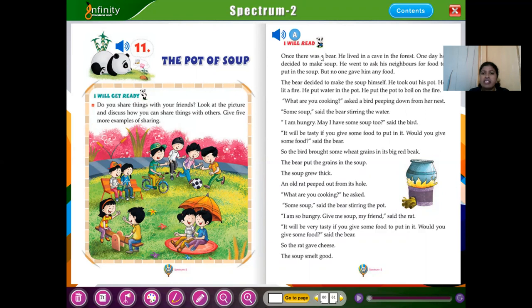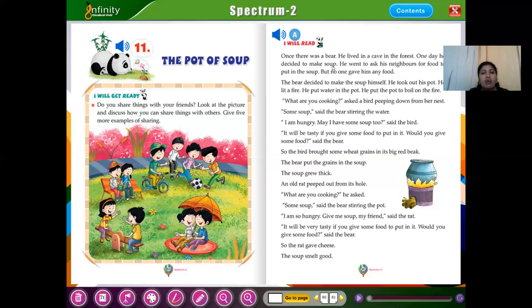Yes, once there was a bear. He lived in a cave in the forest. One day he decided to make soup. Okay children, once there was a bear, okay? Once upon a time, there was a bear. So, he lived in a cave in the forest. So, where did the bear live? Yes, the bear lived in a cave. And where is that cave? The cave is in the forest. So, once there was a bear, he lived in a cave in the forest. Do you understand? Yes. One day, he decided to make soup.